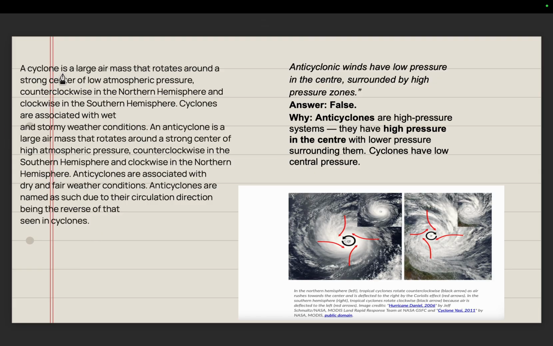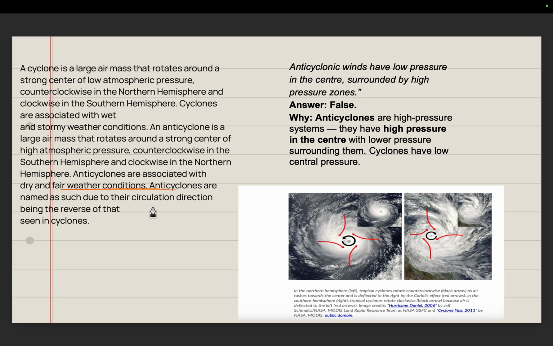Therefore, you can see this. A cyclone is a large air mass that rotates around a strong center of low atmospheric pressure. This cyclonic air movement is counterclockwise in the northern hemisphere and clockwise in the southern hemisphere. Cyclones are associated with wet and stormy weather conditions. An anticyclone is a large air mass that rotates around a strong center of high atmospheric pressure, counterclockwise in the southern hemisphere and clockwise in the northern hemisphere. Anticyclones are associated with dry and fair weather conditions.